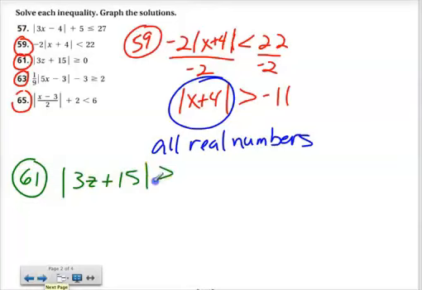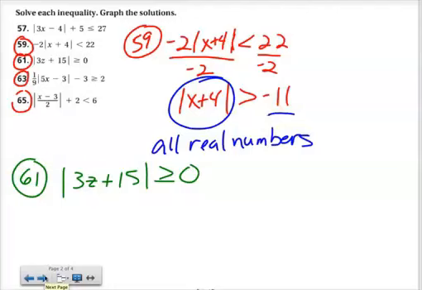Is greater than or equal to 0. And again, the thing to notice about 59 and 61 is when you go to set it up, things just look weird, they don't feel right. And this one you would be saying, wait a minute, this is already a negative. Isn't that supposed to be positive, and then I have to do the negative?